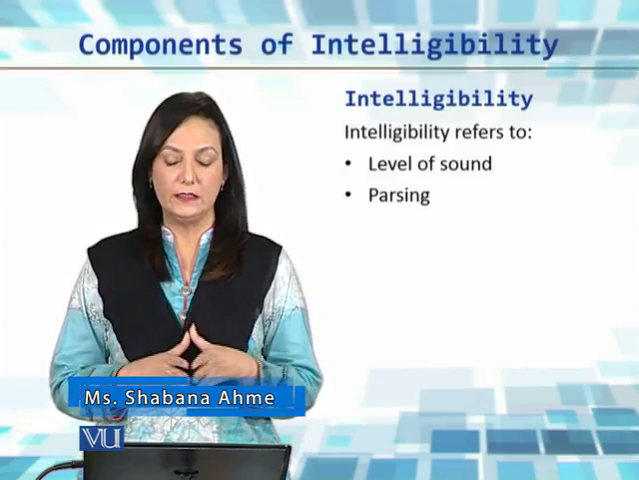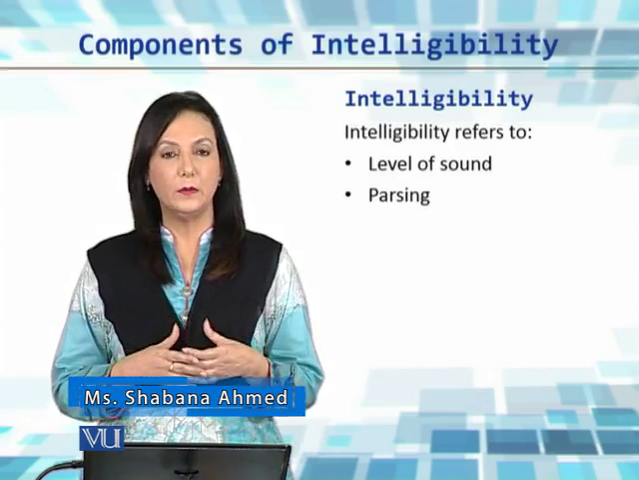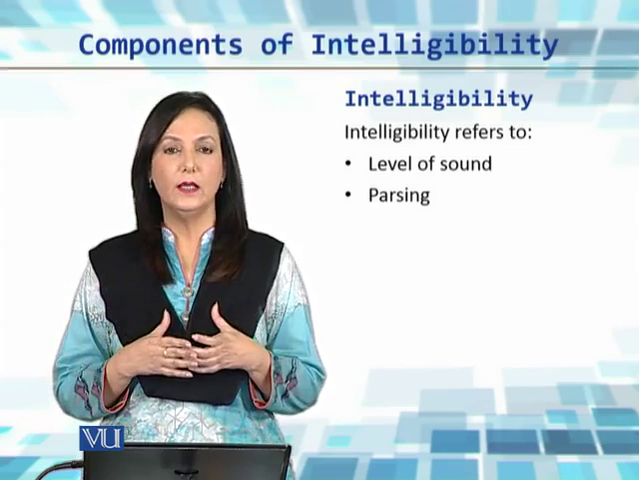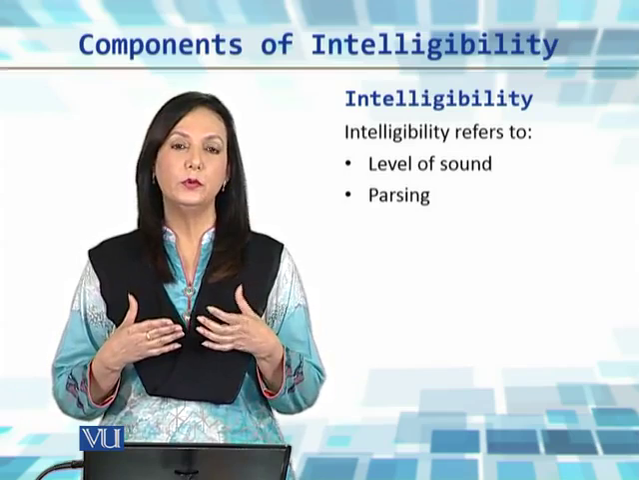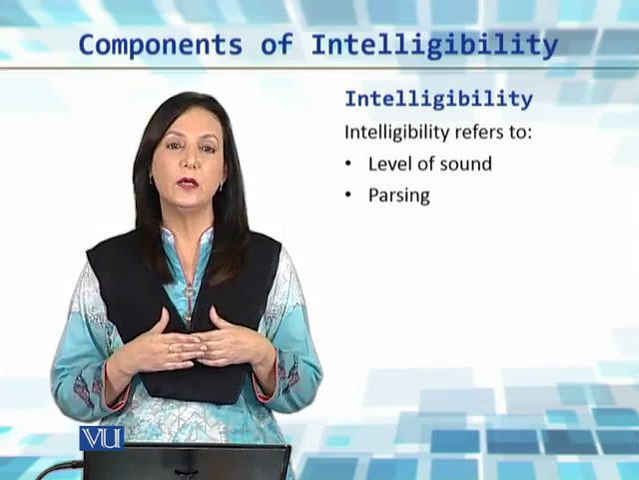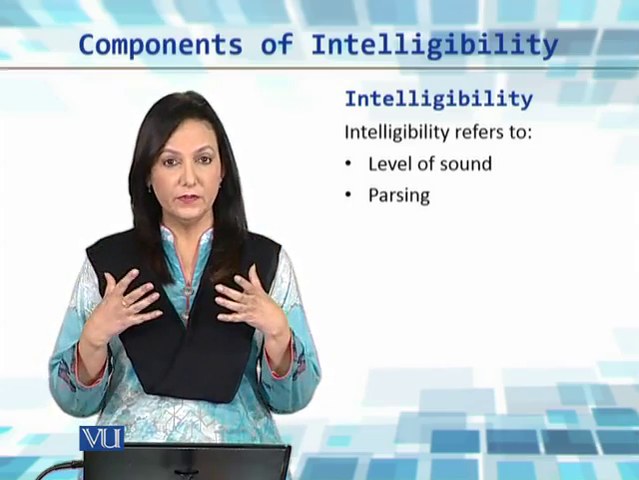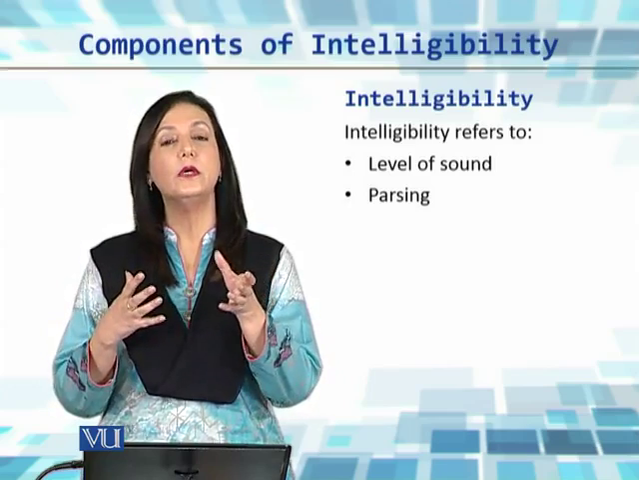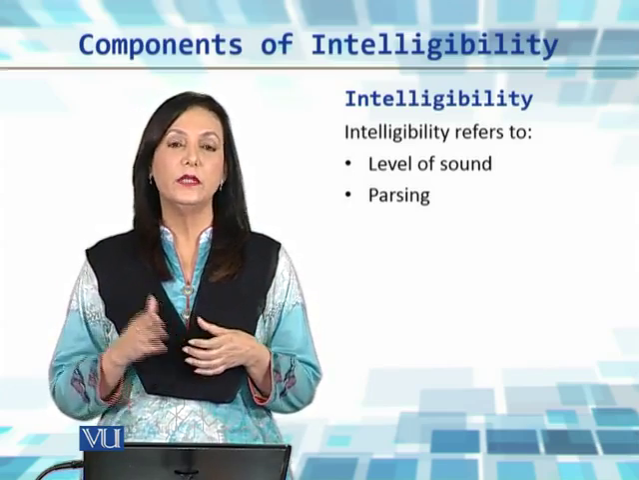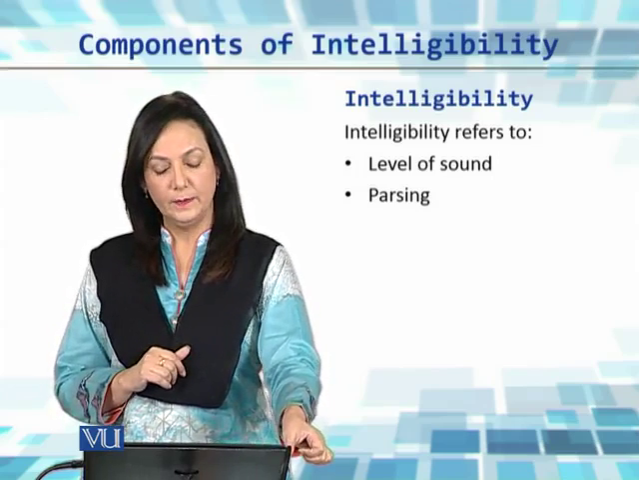According to this analysis, intelligibility refers to a level of sound processing. For example, when you hear an utterance, you are able to distinguish between different sounds, recognize those sounds, and assign different categories to them. So you hear different sounds in an utterance, and you're able to identify those sounds as different words. That is what intelligibility means according to this analysis.